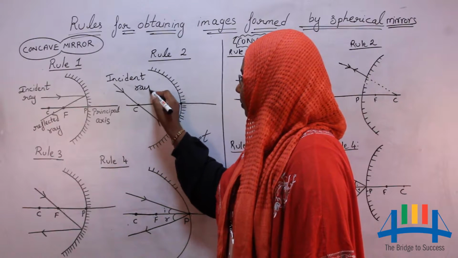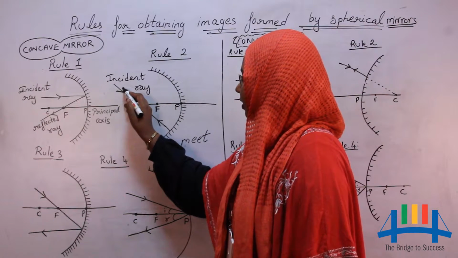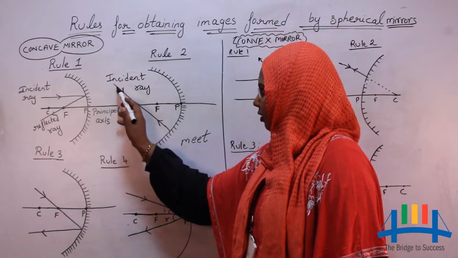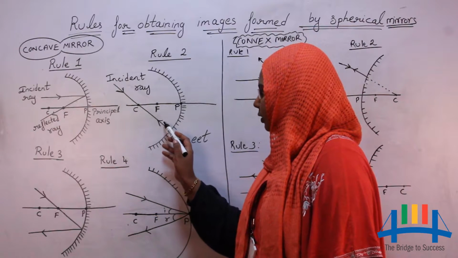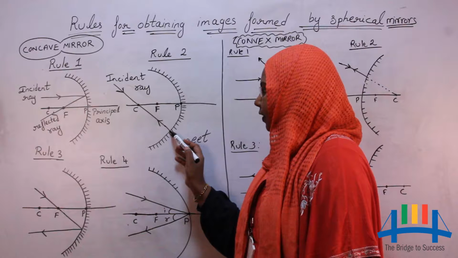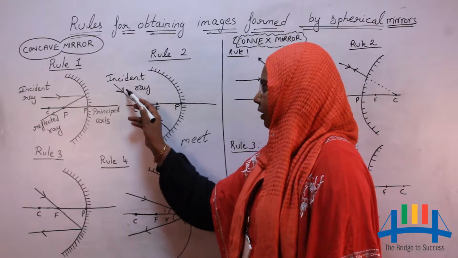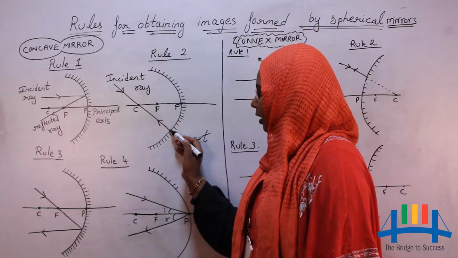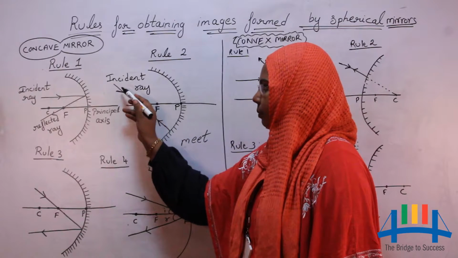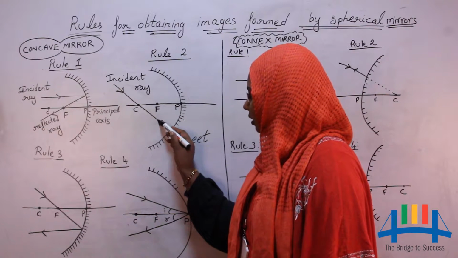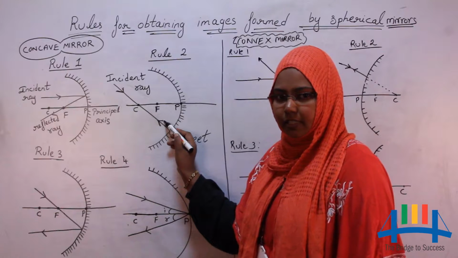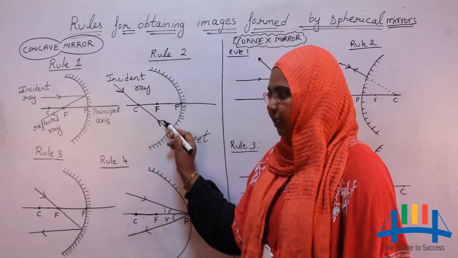And rule 2 is when an incident ray of light, this arrow mark pointing towards the mirror is the incident ray, passes through the center of curvature, it retraces its own path. That means after reflection it travels along its own path. So this arrow mark tells you that reflection is taking place along the same path.